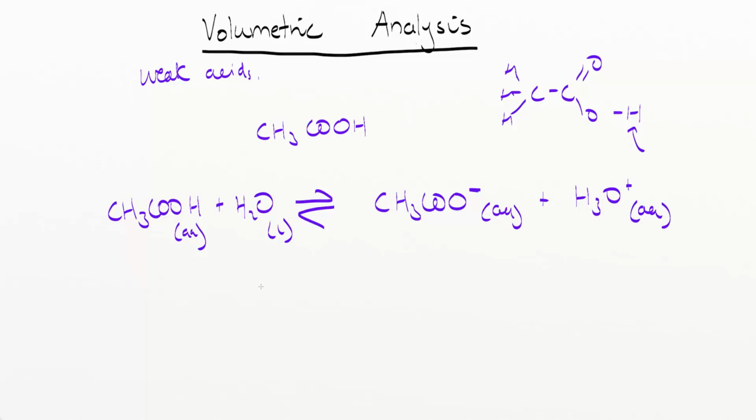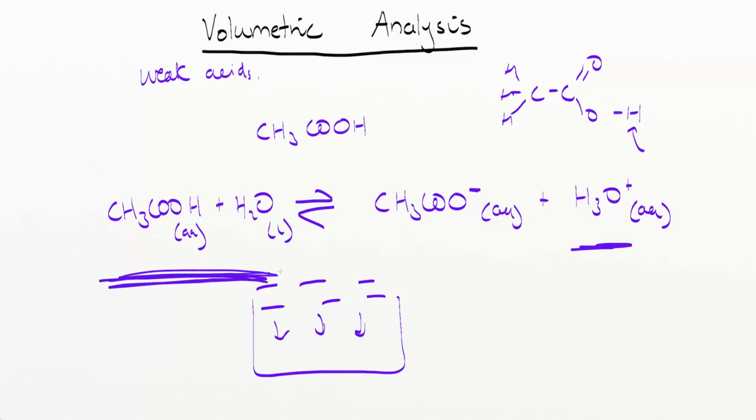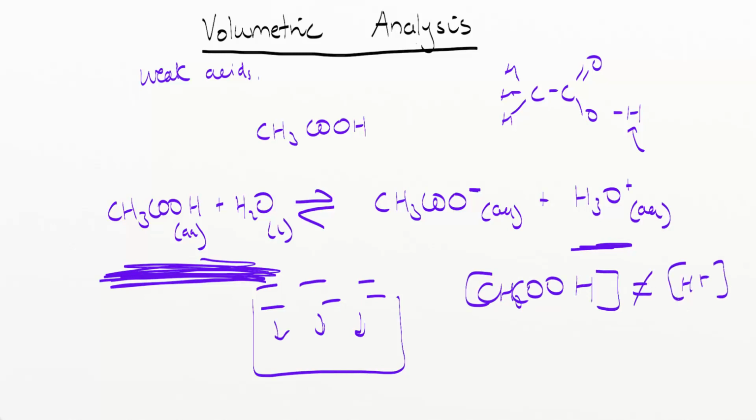But the idea is that if I got 100 ethanoic acids here, and I stuck them into my solution, so these lines are the ethanoic acids, only a very, very small number, maybe 1 or 2 of them, would ionize. The rest would remain as the unionized form. So this creates a problem, because the concentration of the ethanoic acid, CH3COOH, is not equal to the concentration of H+ in the solution.